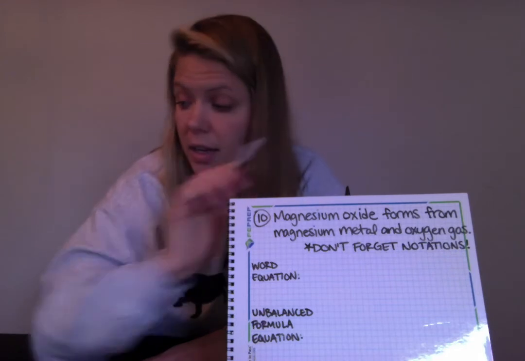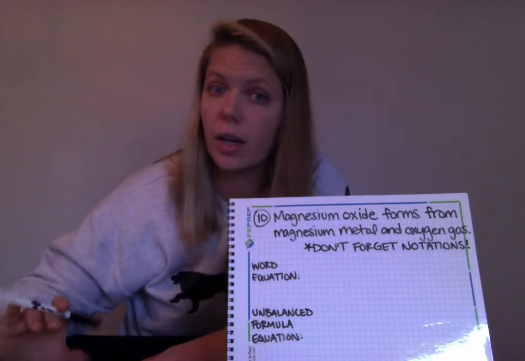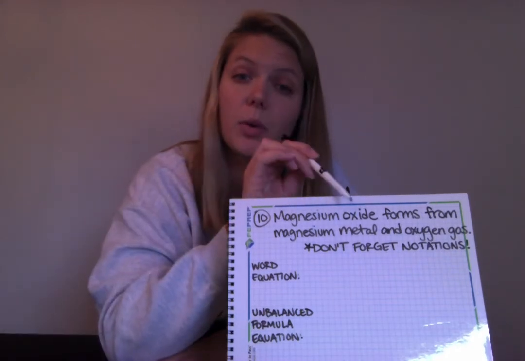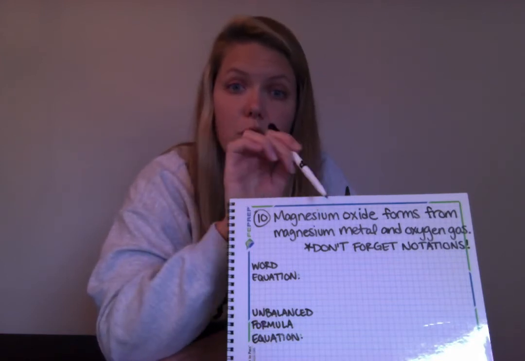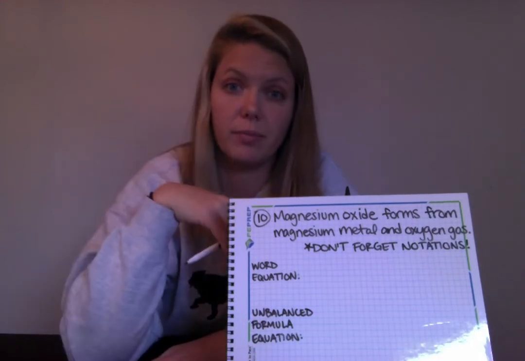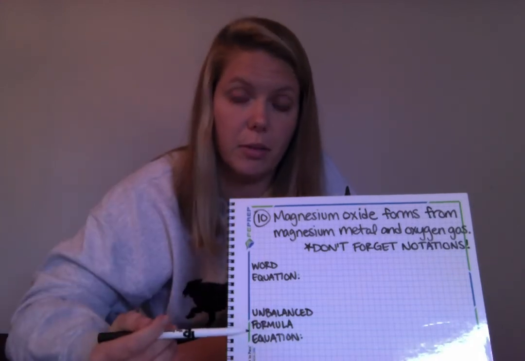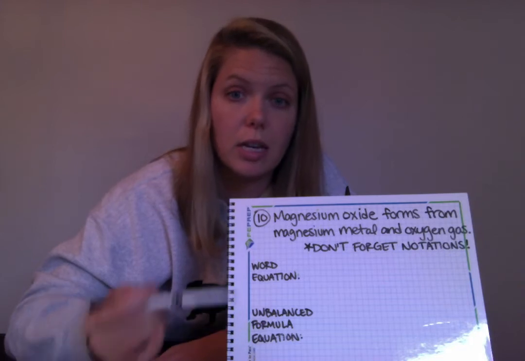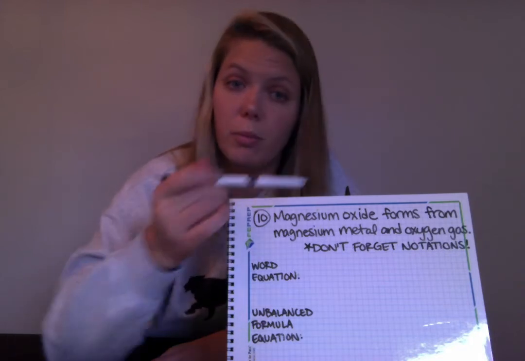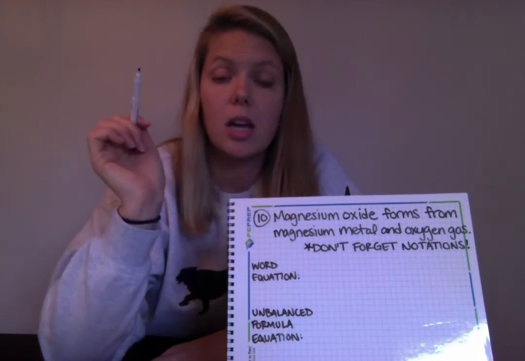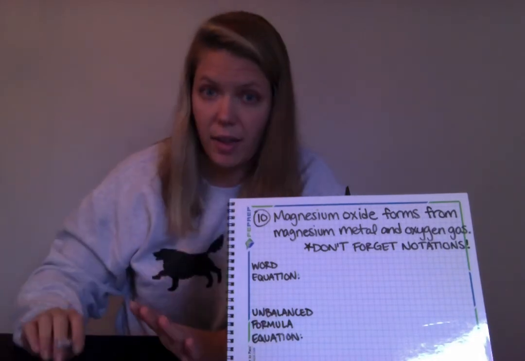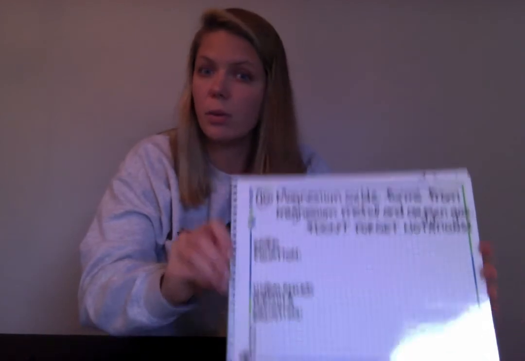Magnesium oxide is also a solid. I just want to tell you that because they don't really give you a hint here, but that's kind of like a salt. So it's going to be your MgO, and then you're going to put (s) in parentheses after that. That would be your unbalanced formula equation, and for your word equation, you're just going to rearrange this and use your pluses and your arrows. So that's number 10. Go ahead and try that on your own. You can pause this if you want to do it now. I'm going to move on to number 11.